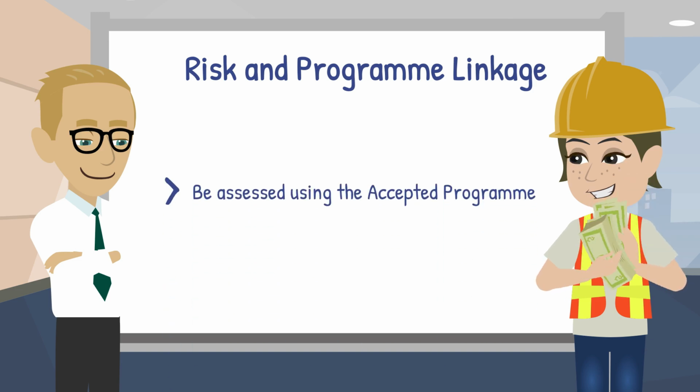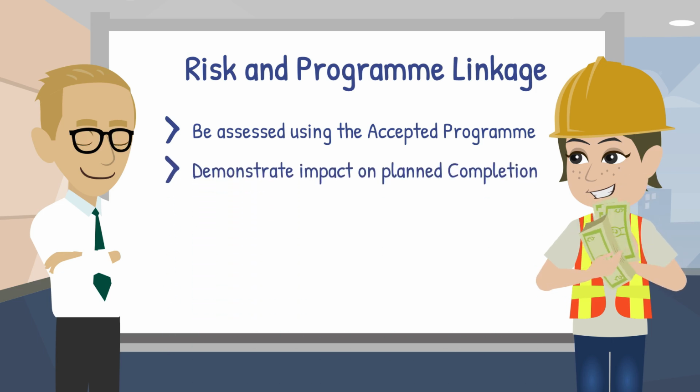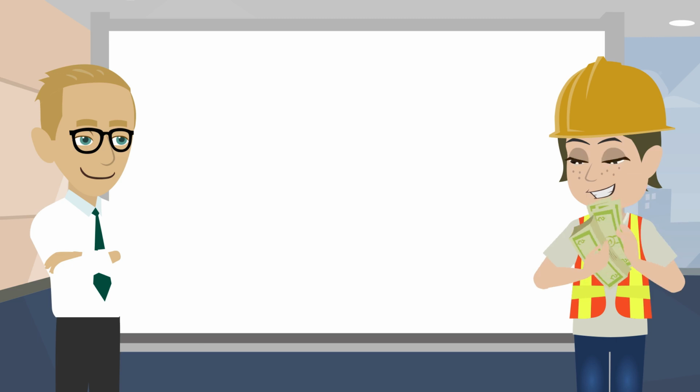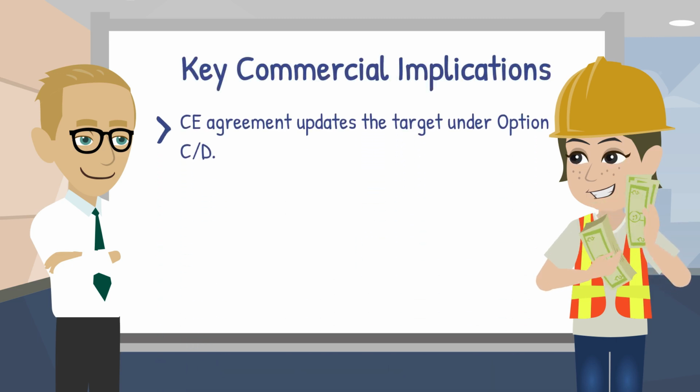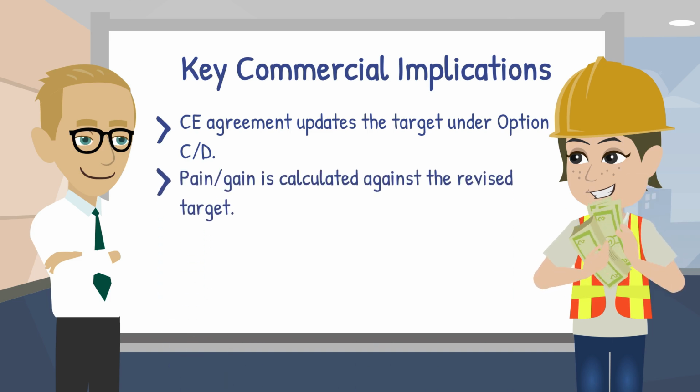Compensation events must be assessed using the accepted program, demonstrate impact on planned completion, and include risk allowances for remaining uncertainty. If the contractor has not submitted an up-to-date program, the project manager can assess the CE using their own assumptions. CE agreement updates the target under options C and D. Pain gain is calculated against the revised target.